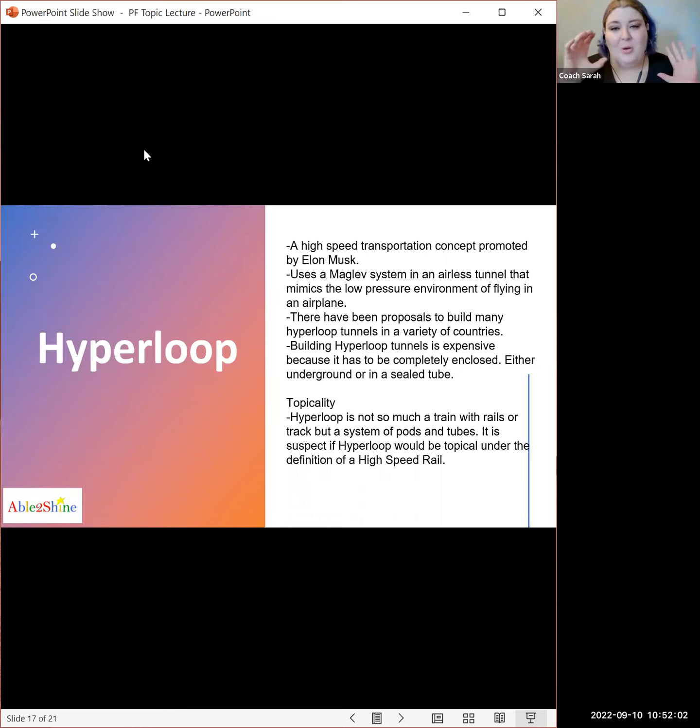So these Hyperloop systems would have to be built completely underground in sealed tunnels, or if they were to be above ground, they would also have to be completely encased and enclosed in an airtight, vacuum sealed environment to get this airless tunnel effect. So we get into our topicality issue. Hyperloop is not a train with rails or a track. It's a series of pods and tubes.